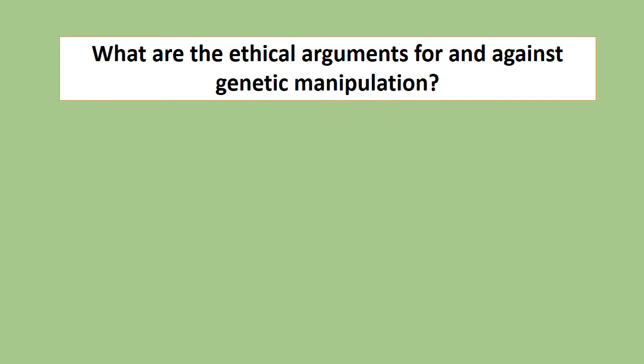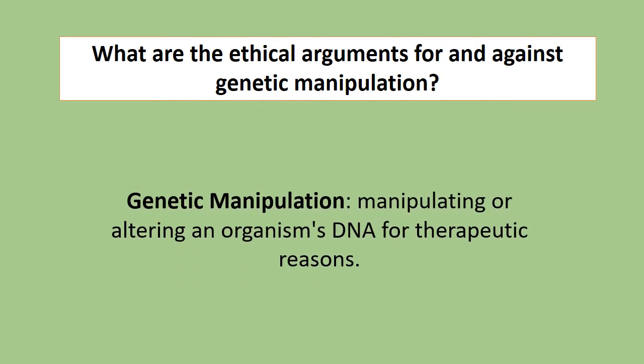So we're looking at something called genetic manipulation. It's a bit complicated, but it should become clear. Genetic manipulation means manipulating or altering an organism's DNA for therapeutic reasons. It's all to do with DNA, the part within cells of human beings that decides on the makeup of that human being. The DNA is basically the blueprint for what a human being is like. It's a really important thing.